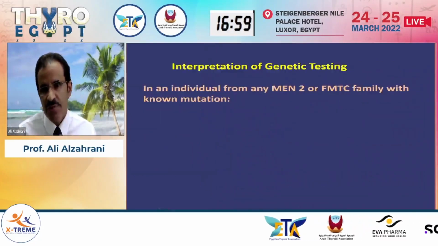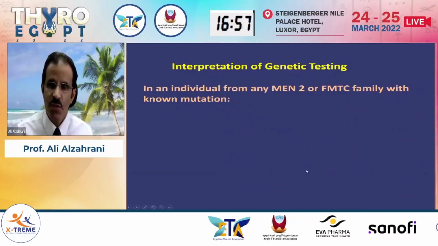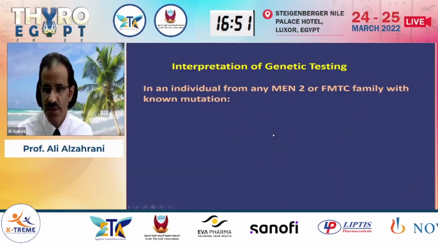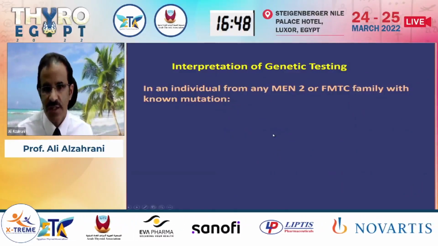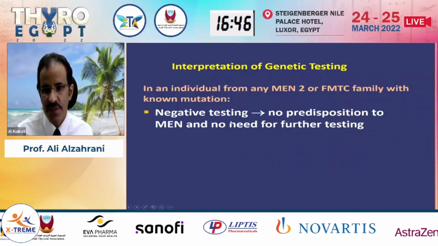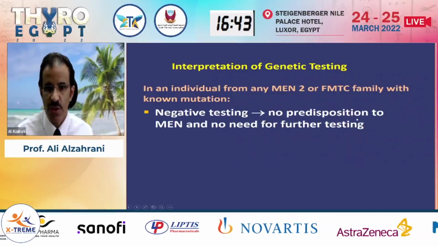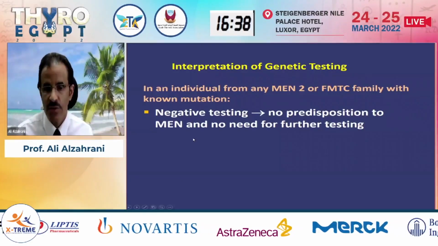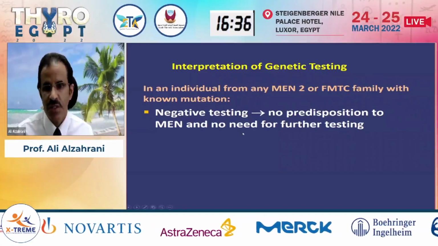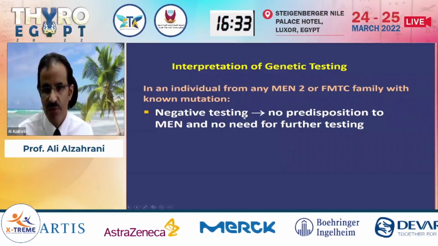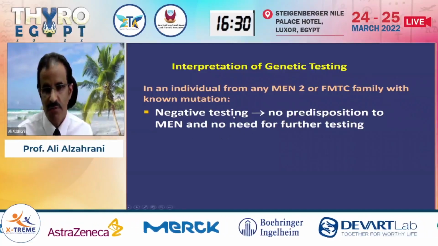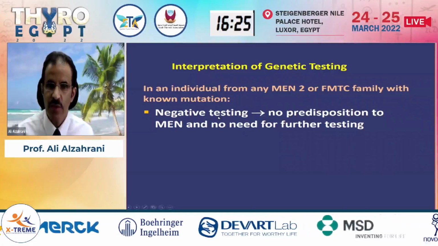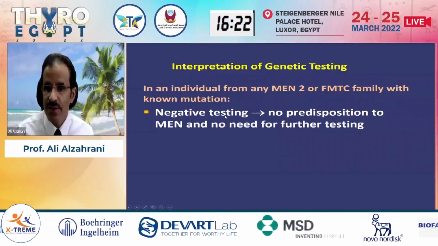So how to interpret RET oncogene testing when you do it for an individual with MEN2 or with medullary thyroid cancer? The beauty of this testing is that if you have a negative test, essentially you have no predisposition to medullary thyroid cancer, familial medullary thyroid cancer, or MEN2A or 2B, and your risk is similar to the rest of the population. So you can forget about it, especially if the patient is a member of family with familial medullary thyroid cancer or MEN2A or B, and his test turns out to be negative.